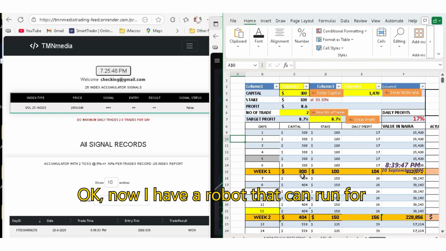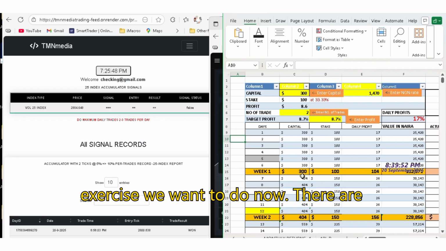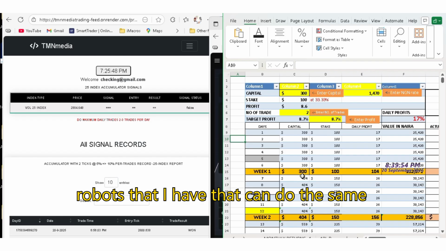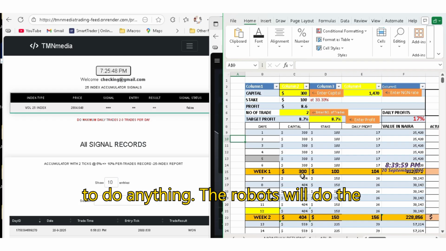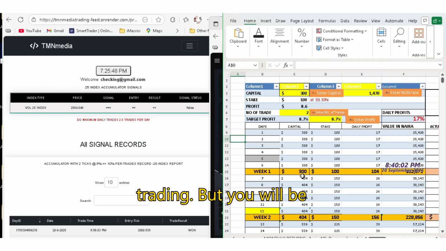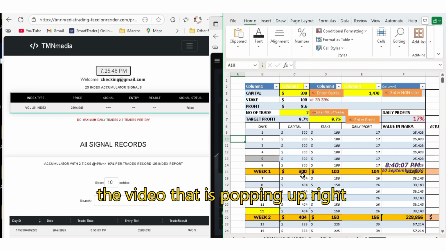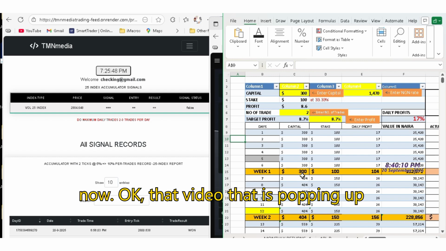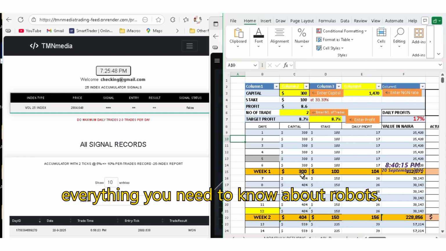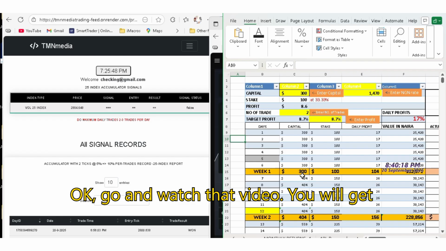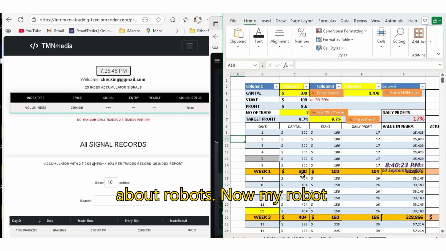Now, I have a robot that can run the same trading exercise we want to do now. There are robots that I have that can do the same thing for you. Meanwhile, you don't have to do anything. The robot will do the trading. But you will be responsible to start it. Go and watch the video that is popping up right now. That video talks about everything you need to know about robots. You will get to understand everything you need to know about robots.